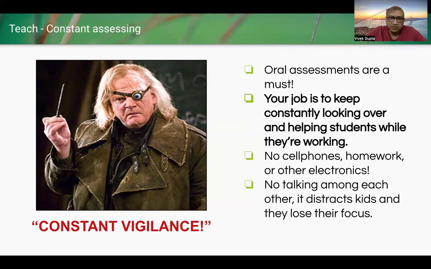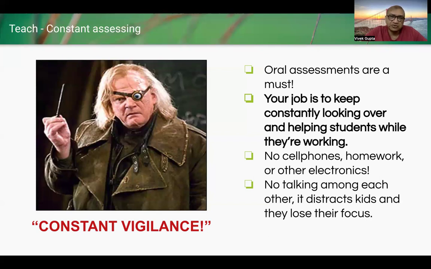And of course, no cell phones, no doing your own work or your own class homework, right? This is really focused on the kids. So please do not do anything that is just for yourself. Of course, you might need the cell phone to check some math websites and stuff like that. Usually you would get the laptop, so you would do it on the laptop and not on the cell phone.